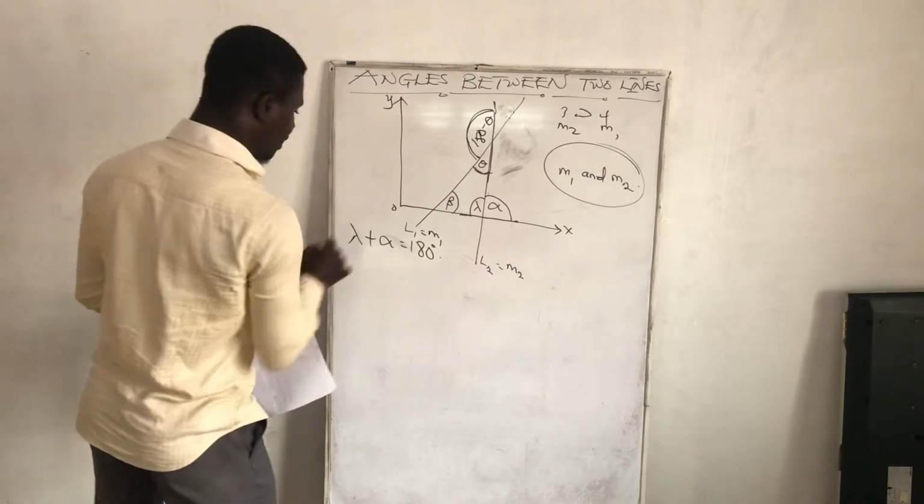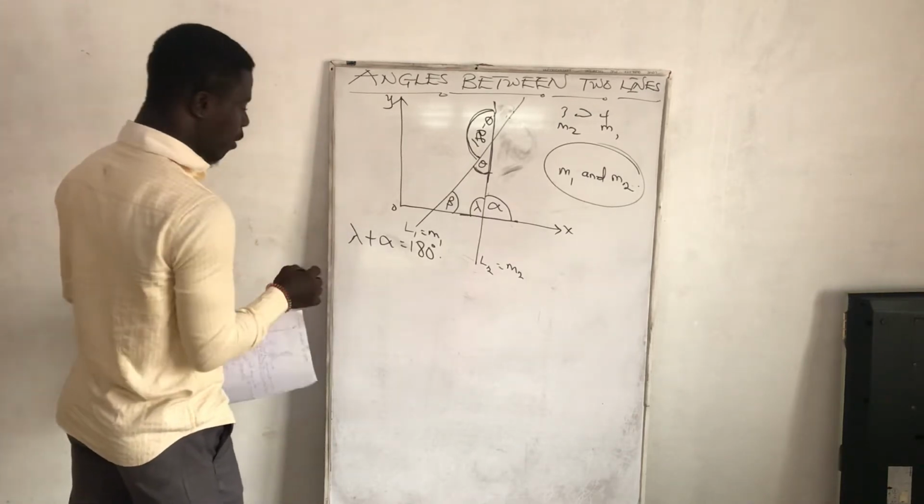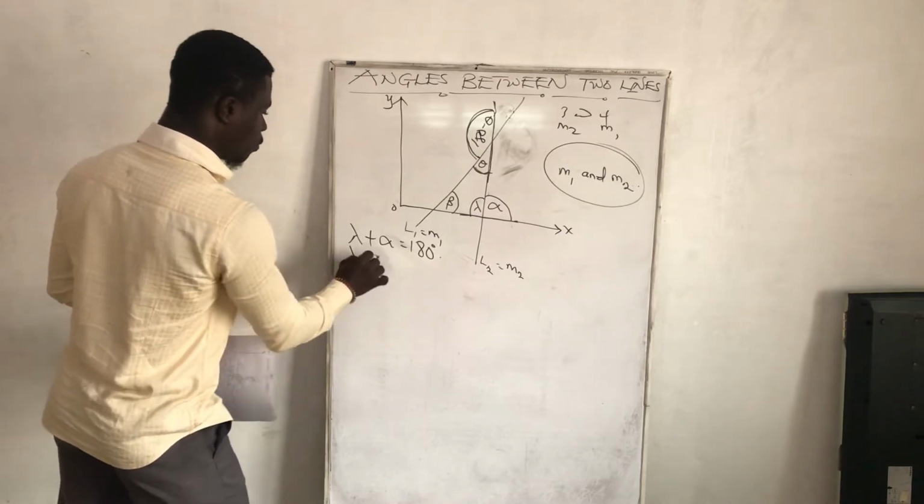So I can make lambda the subject. Also, you can make alpha the subject. So lambda must be equal to, I group.